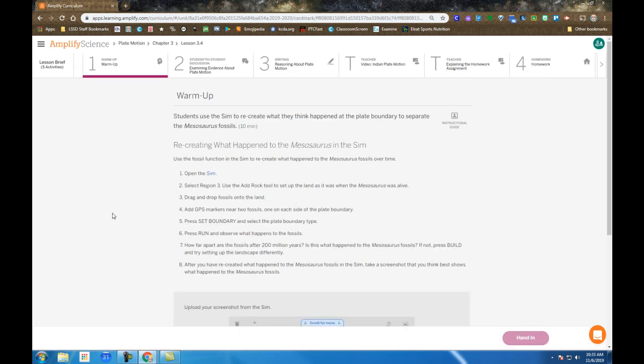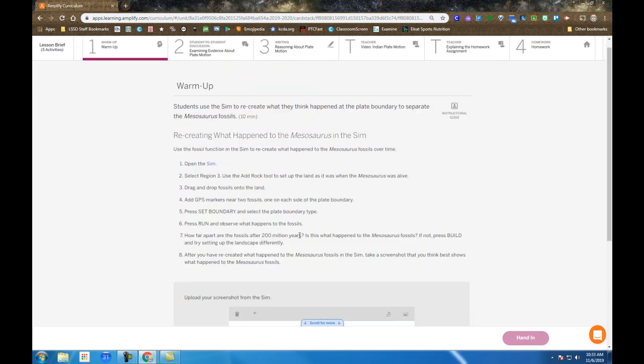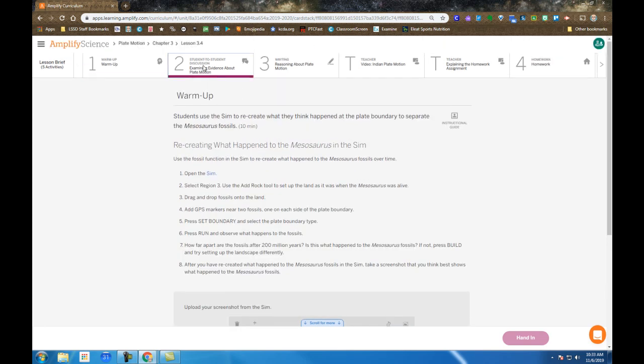You're going to return back to the simulator you've used in this unit throughout the first three chapters, this time modeling what is happening with the Mesosaurus fossils on the South American and African plates. Grab a screenshot, upload it, and hand that in.